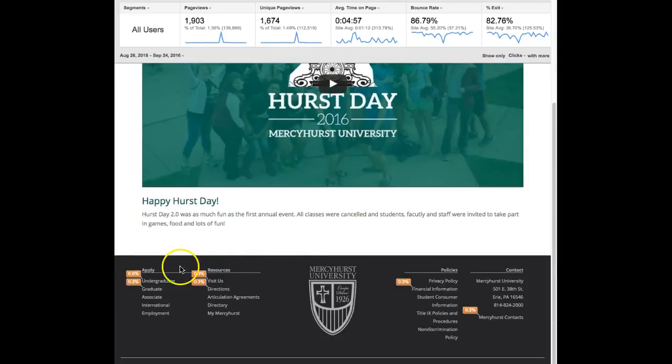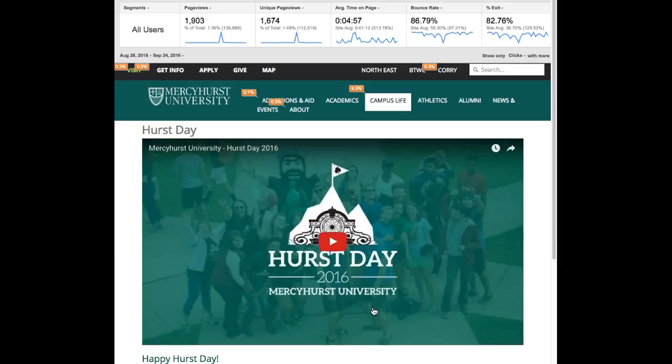We can also see down here we have a few other people who went right to apply. All right, we like that. We have people who are looking for directions. They're like, I want to be part of this. Let's go. Mercyhurst contacts. I want to call somebody. Financial information again. How much are you going to cost me and how much are you going to give? So here, we even have some people clicking on Corry. They want to see if this is happening at our Corry campus. Also some people up here with visits.